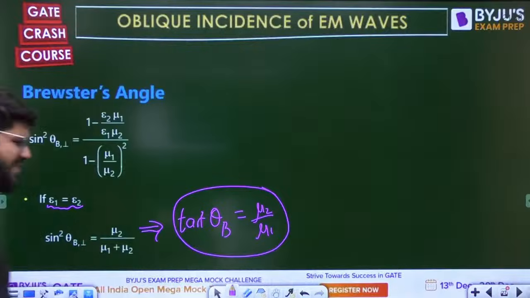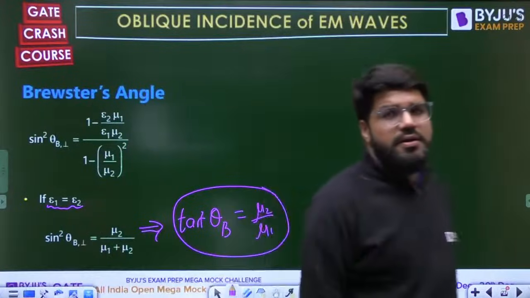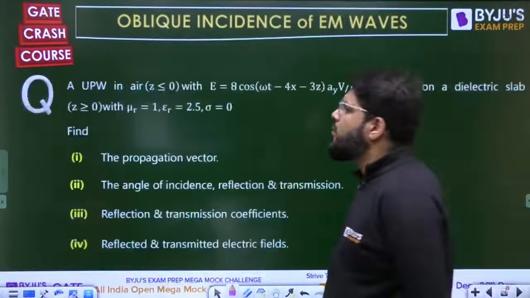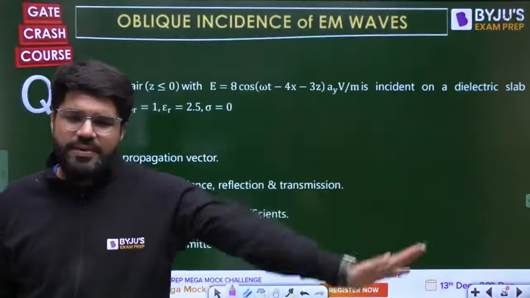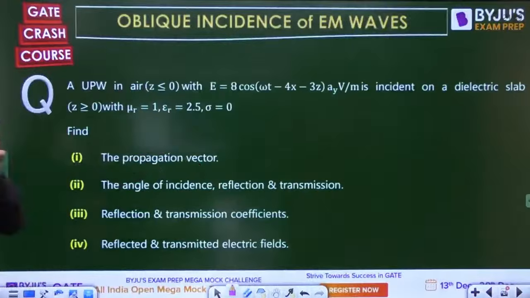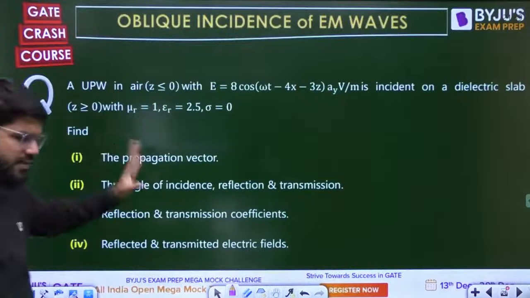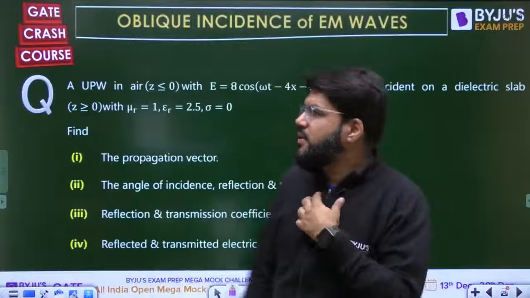Now all this will still be unclear or doubtful unless we take up a question. Now let's take up a question. Brewster's angle question will be separate. Let's first solve this question, and then we will take up the question on Brewster's angle separately.